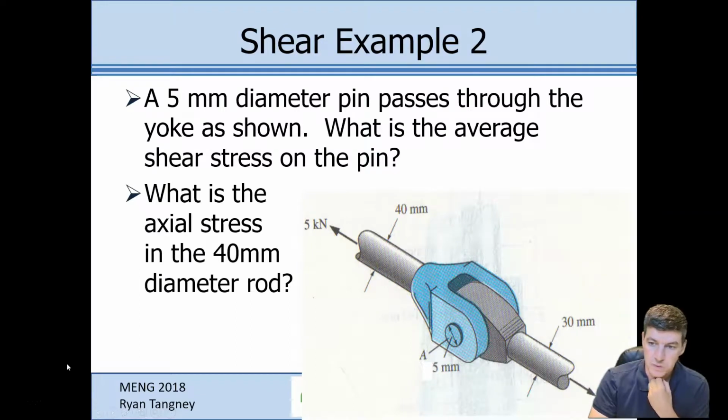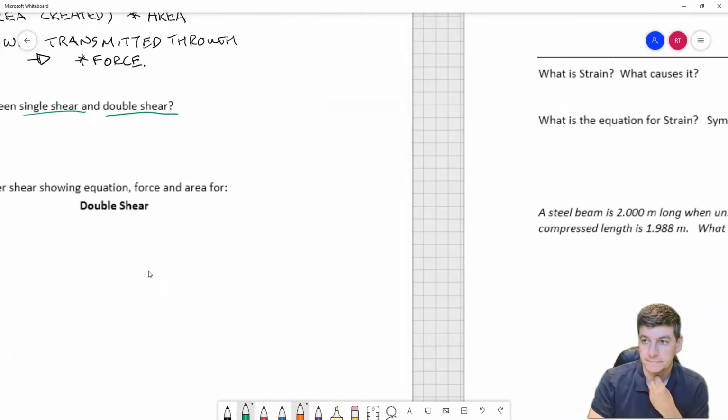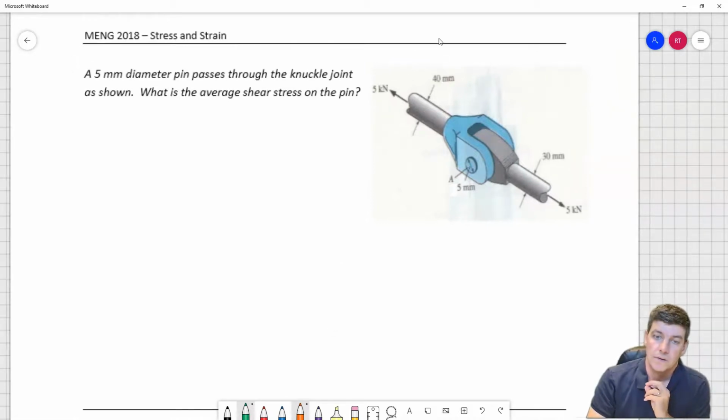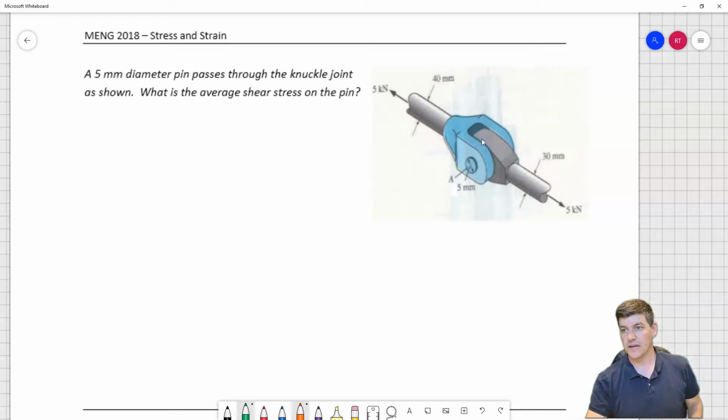All right, we're going to do an example problem back on our sheets. A 5 mm diameter pin passes through this knuckle joint. It's going to be a joint where it can pivot. We've got 2 outer sections and an inner section. What is the average shear stress on the pin?